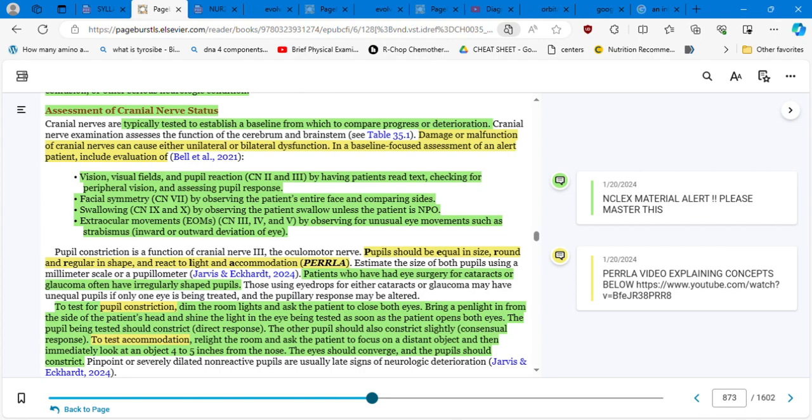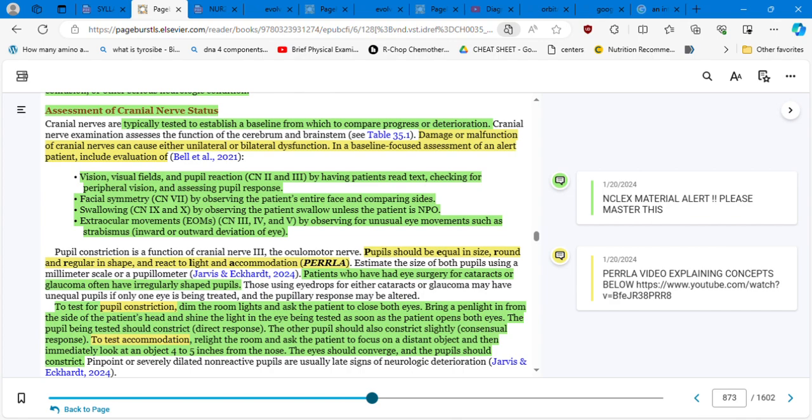Assessment of cranial nerve status, okay, of the alert and oriented. Typically tested to establish a baseline from which to compare progress or deterioration. Damage or malfunction of cranial nerves can cause either unilateral or bilateral dysfunction. In a baseline focus assessment, which is the assessment done by the bedside nurse of an alert and oriented patient, the evaluation should include vision, visual fields, and all of this is NCLEX material alert. Please master this. I've seen these questions in different sources, okay? NCLEX material alert, what I'm going to read right now. Vision fields, and pupil reaction.